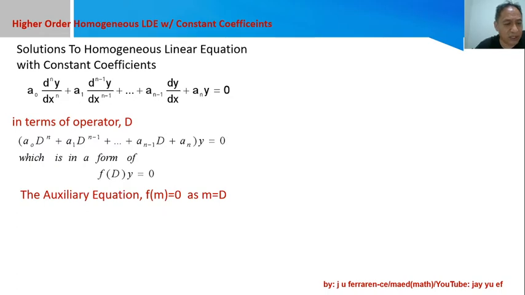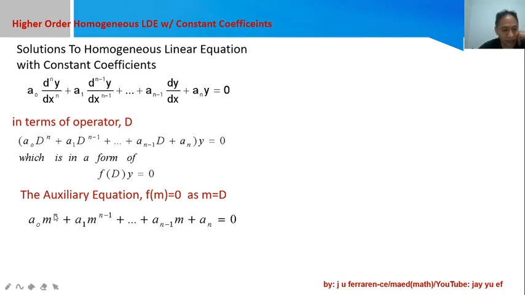We also have the term auxiliary equation. The auxiliary equation is a function in m equated to 0, where our D is changed to m. So, m is equal to the operator of our equation. While these are differential equations, the auxiliary equation is not a differential equation. It is just a polynomial equation in m with a degree equal to the order of our differential equation, which is n.